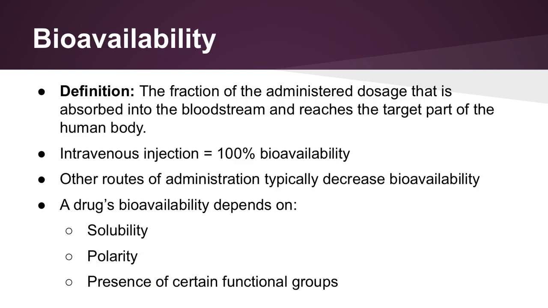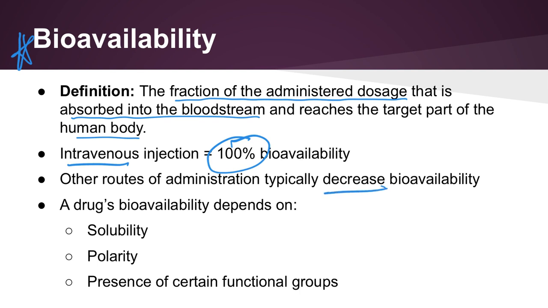Finally, I did say that we did have to consider the chemical nature of the drug, and this has to do a lot with the bioavailability of the particular drug. And so what is bioavailability? Well, it's the fraction of the administered dosage that's absorbed into the bloodstream and reaches the target part of the human body. If you're injecting intravenously, that's the only time you have 100% bioavailability. Other routes of administration typically will decrease that bioavailability, and that will depend on the solubility of the compound, on the polarity, as well as the presence of certain functional groups.